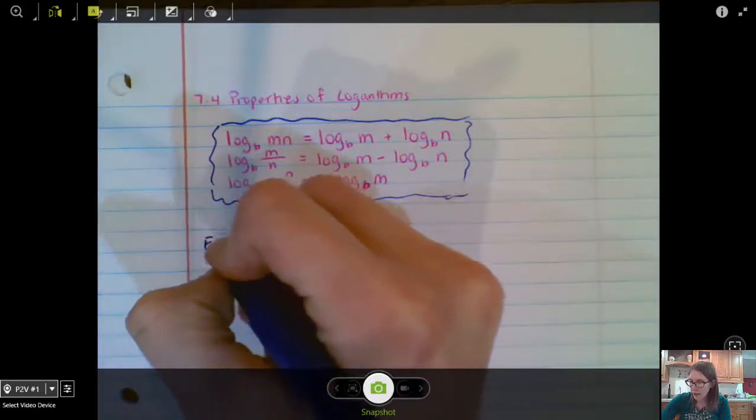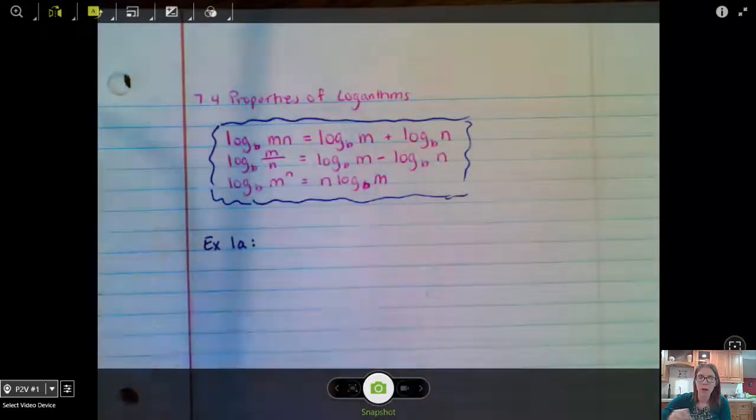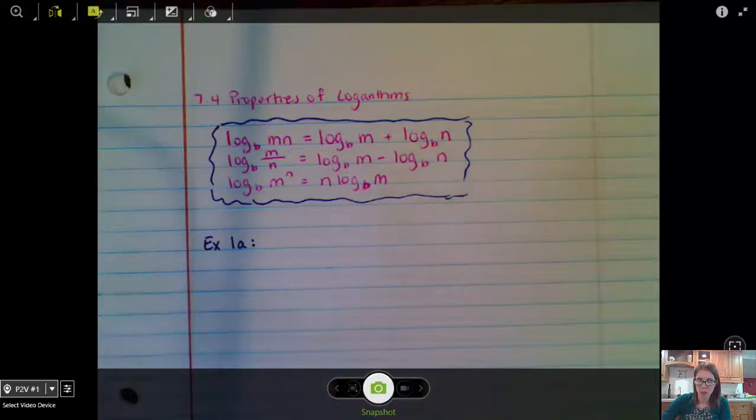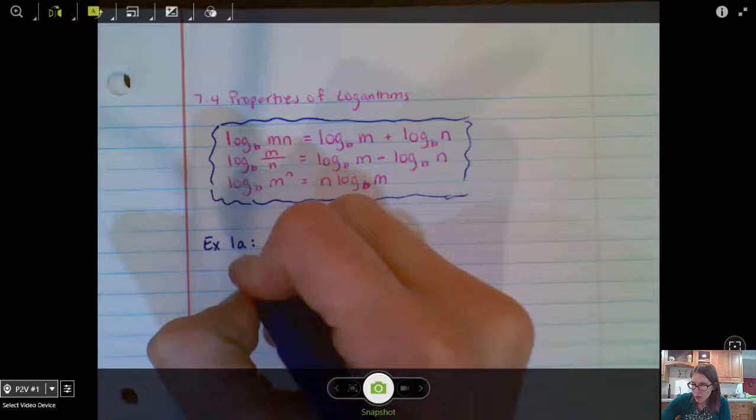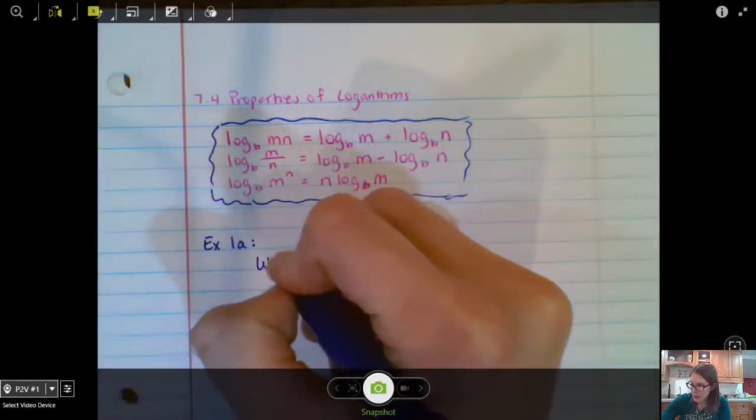Example 1 here, and I'll do an A example and a B example in each video, so if you want to get a little bit more practice, you can. We're going to write these as a single logarithm.